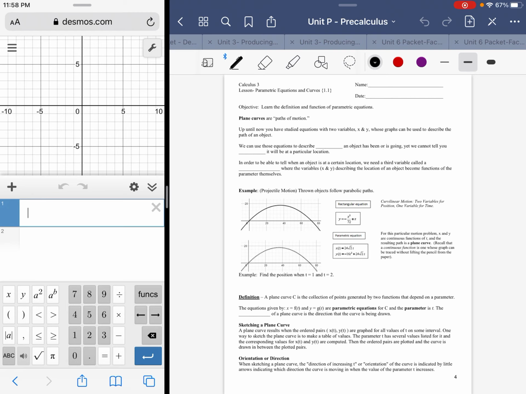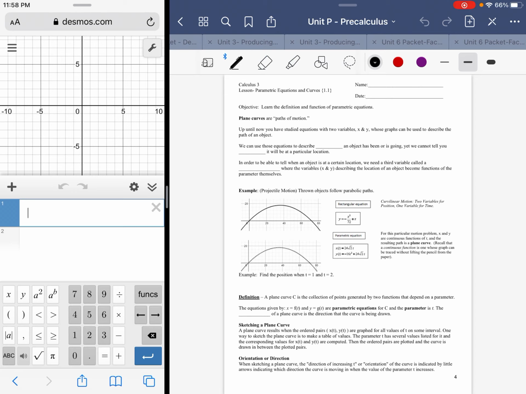So for pages 4 and 5 in the Unit P packet, we're looking at parametric equations and curves, specifically just a refresher on how to graph parametrics, really what they are, and how to create their graphs. So the objective: learn the definition, function, and function of parametric equations.